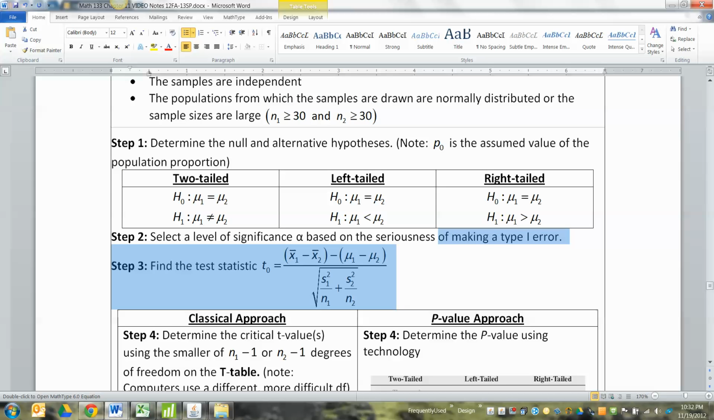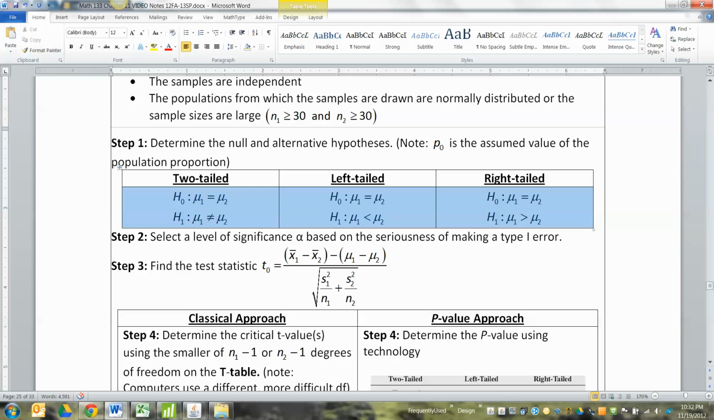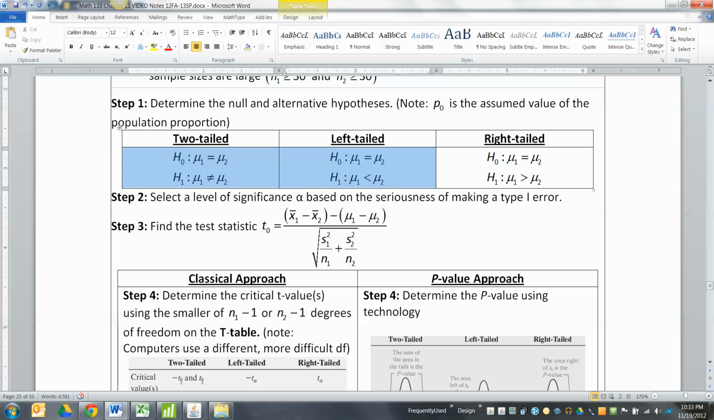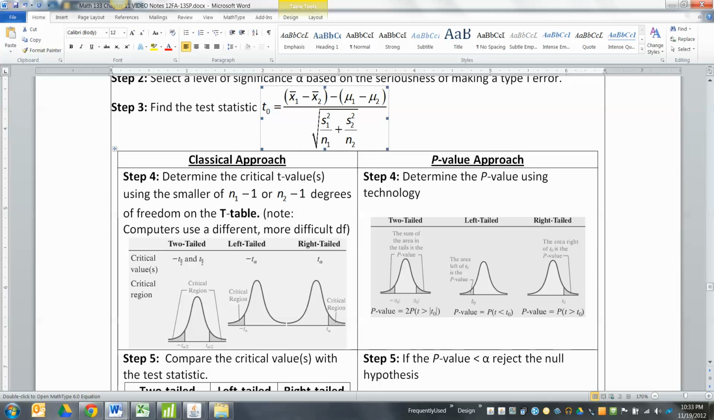We have our level of significance. Remember, that's your probability of making a type 1 error. You have your hypotheses, but these are with mu's now instead of with proportions like 11.1. And it's not 11.2. 11.2 did the difference thing. It said mu d equals 0, mu d less than 0, that kind of thing. So this isn't doing that. It's doing mu 1 is less than mu 2. There's your test statistic, all there. And then there's your classical approach, your p-value approach.